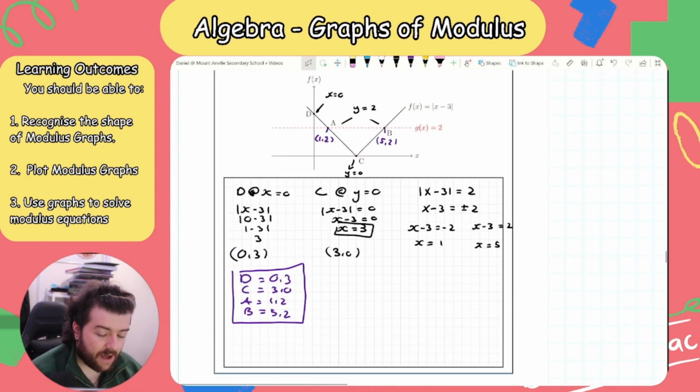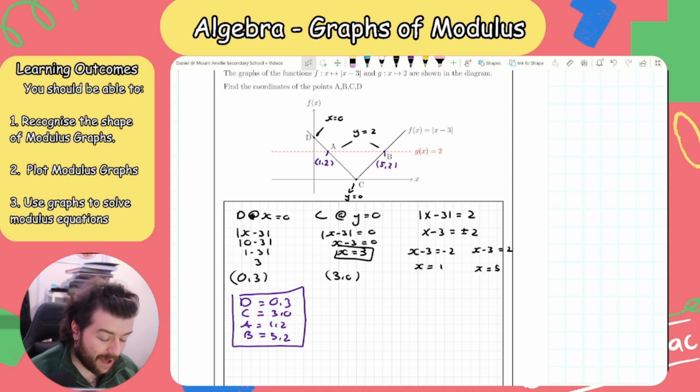Right, so that's modulus graphs. So in the next video, we're going to be looking at modulus inequalities.